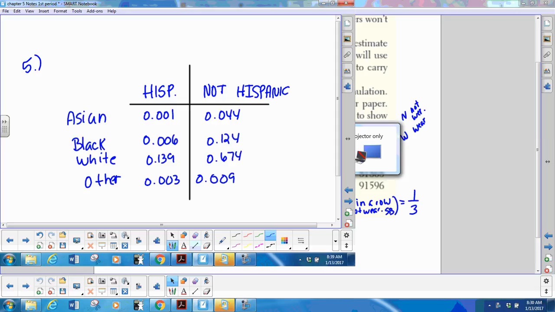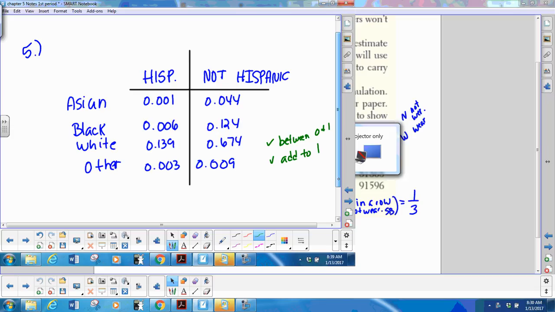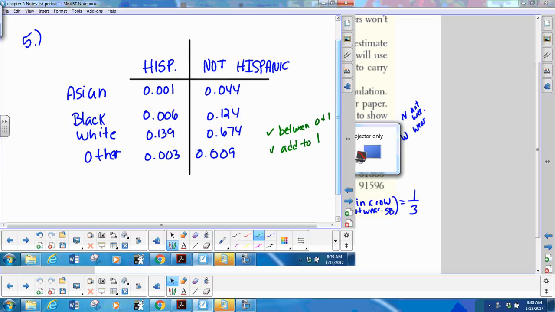Verify that this is a legitimate assignment of probabilities. First thing you want to check: are all these between 0 and 1? Yes. Okay, if we add these up, do they add to 1? Yep. So that's a legitimate assignment of probabilities. I don't remember any of the questions being like that, but that's how you check probability: it adds to 1 and is always between 0 and 1.